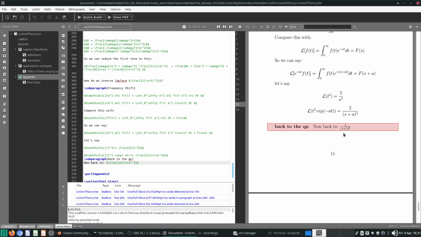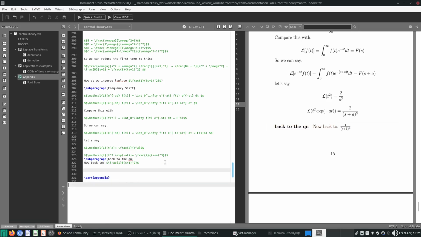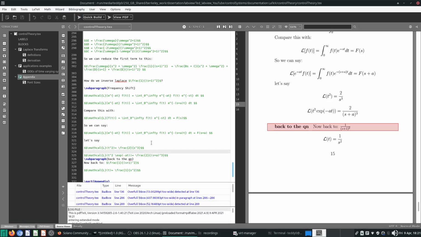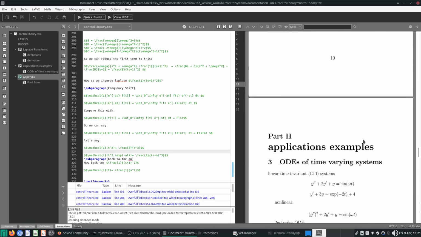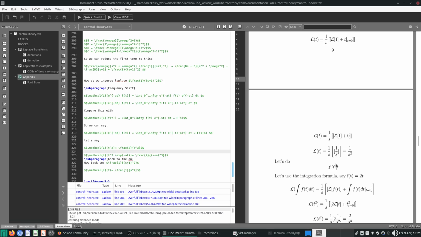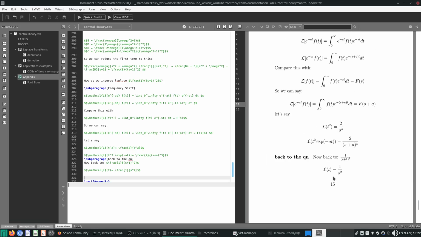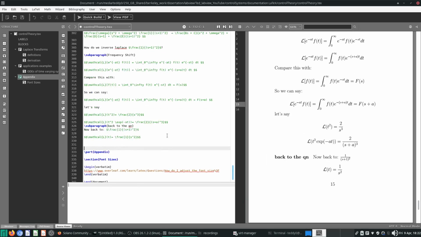Okay, how do we inverse Laplace this? I want you to note something. Again, we are going to take the Laplace transform of t. The Laplace transform of t is just 1 over s squared. You can double check that in the tables, but this is the Laplace transform of t. Good.